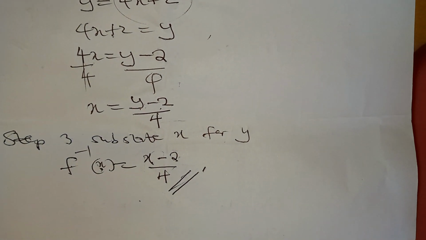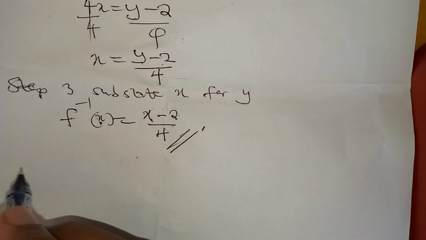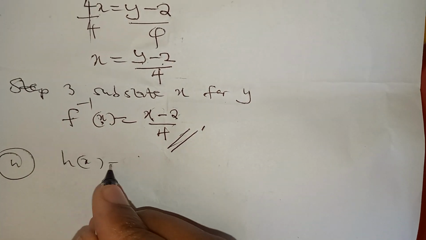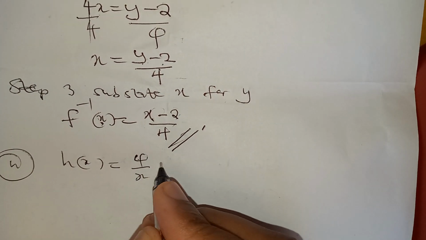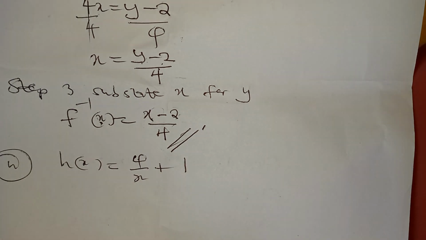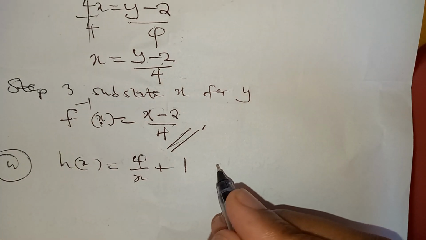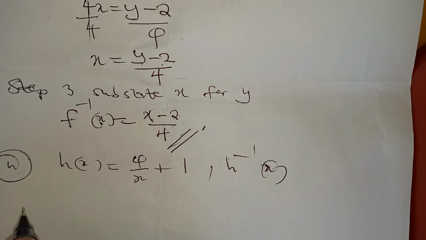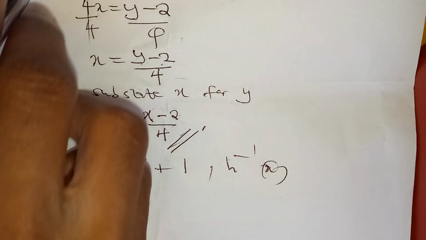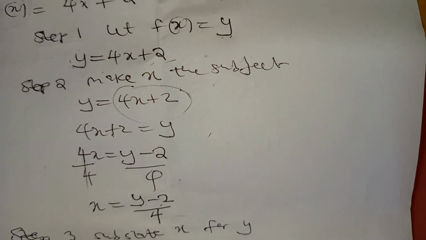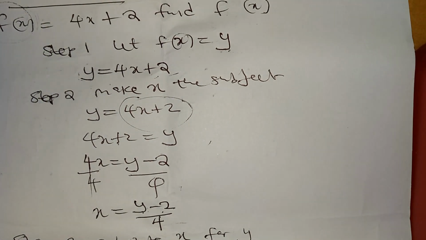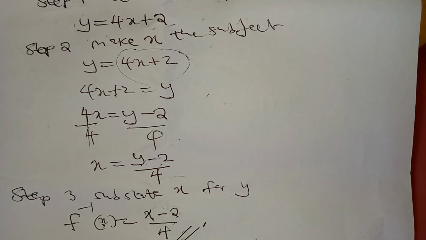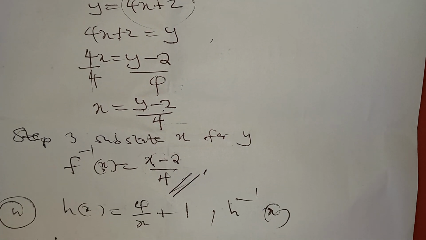Let's take another simple example. So 2, we have the function h of x is equals to 4 over x plus 1. Now we are told to find h inverse of x. Same steps. Here I'm not going to show them as I was showing them in the previous example where I mentioned them. So this is step 1, step 2, step 3. I'll just tell you, step 1 you let that equal to that.